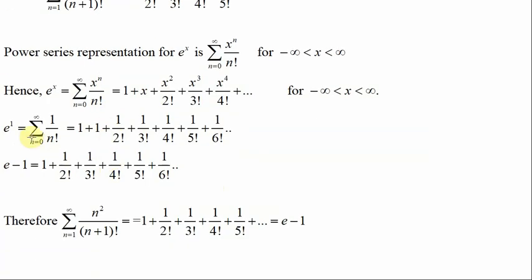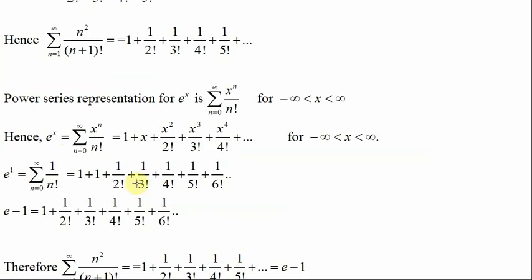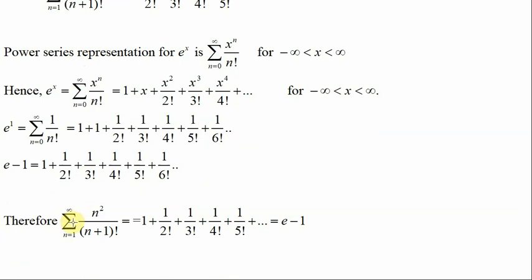And then subtract 1 from both sides. We get e minus 1 is equal to this sum right here. But this sum right here is the same as this series, the series that we're looking for. And therefore the summation with n squared over (n plus 1) factorial is e minus 1. And that's the end of the video.